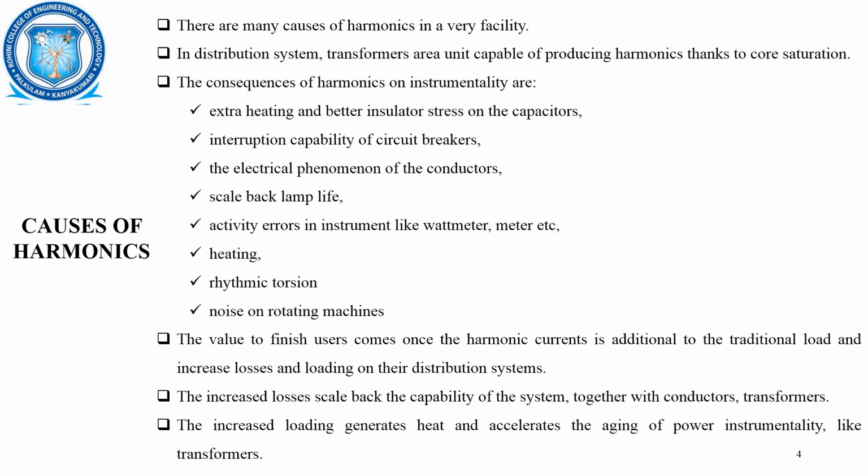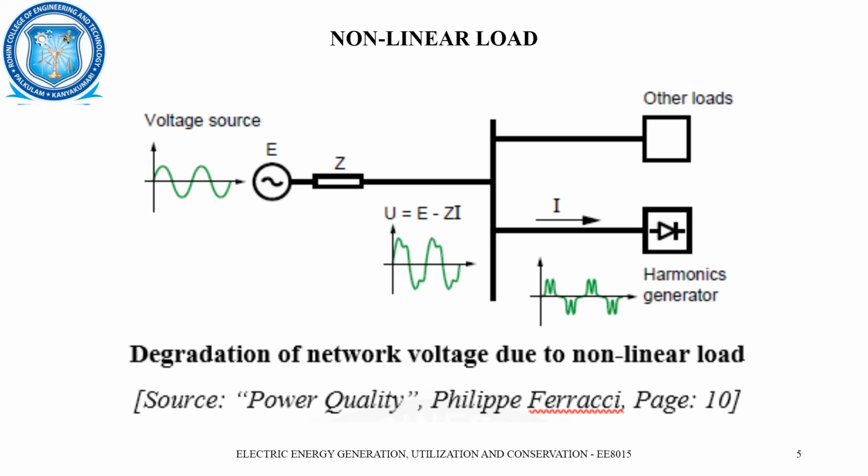So how can consumers or users handle the harmonic currents in addition to the traditional load and the increase in losses? Already we have certain losses in the machines, and these losses will increase when harmonics are present additionally. So during loading conditions as well as under no load condition, how can these harmonics be handled? That is the clear trend now.